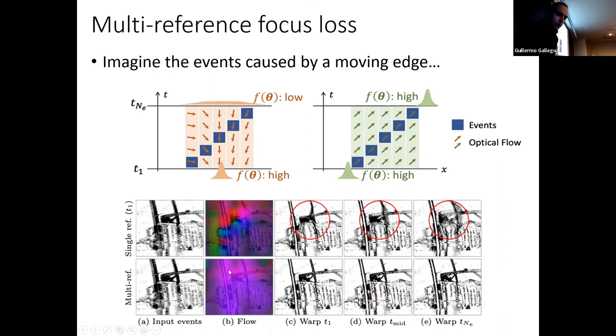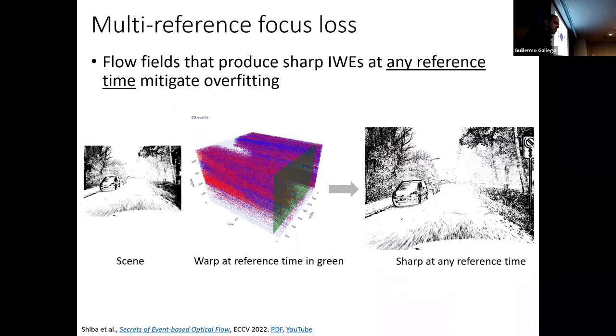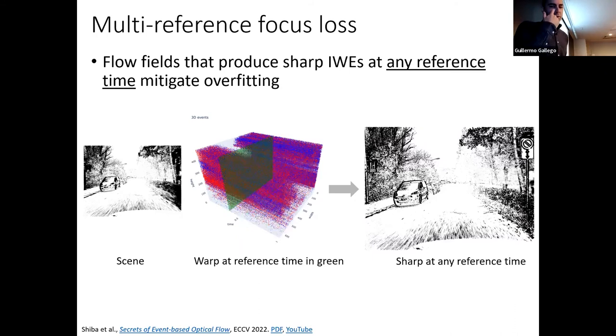Instead, if you warp the events and ask the events to be sharp at all three times, the first time, the middle time, and the last time, these are the three images of warped events. The flow is much more regularized, it's more uniform. But that's kind of the trick. We are asking the flow field that we want to estimate to generate sharp images of warped events, not just at one time, but at any reference time.